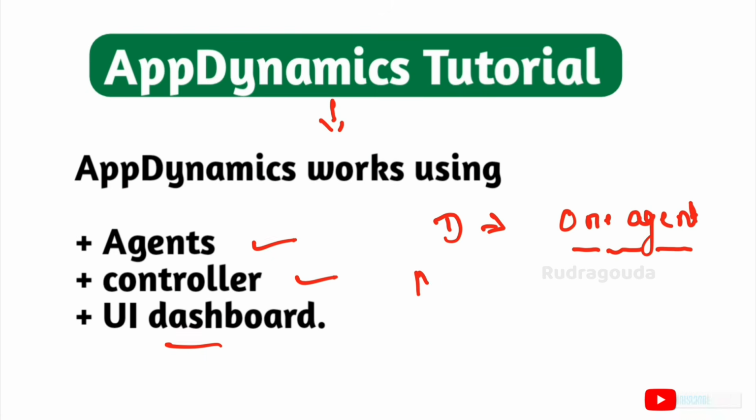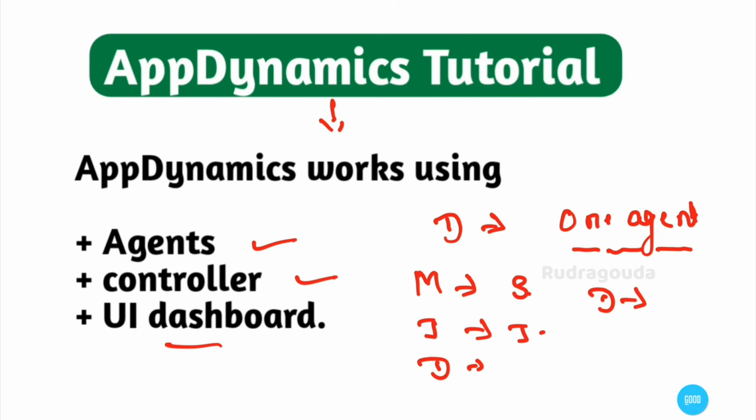For example, we have the machine agent for server level monitoring. We have the Java agent for Java application monitoring and the .NET agent for .NET application monitoring. Likewise, we have the database agent for database monitoring. So we have different agents for different monitoring purposes. I'll cover all those concepts. So it's all about agents.